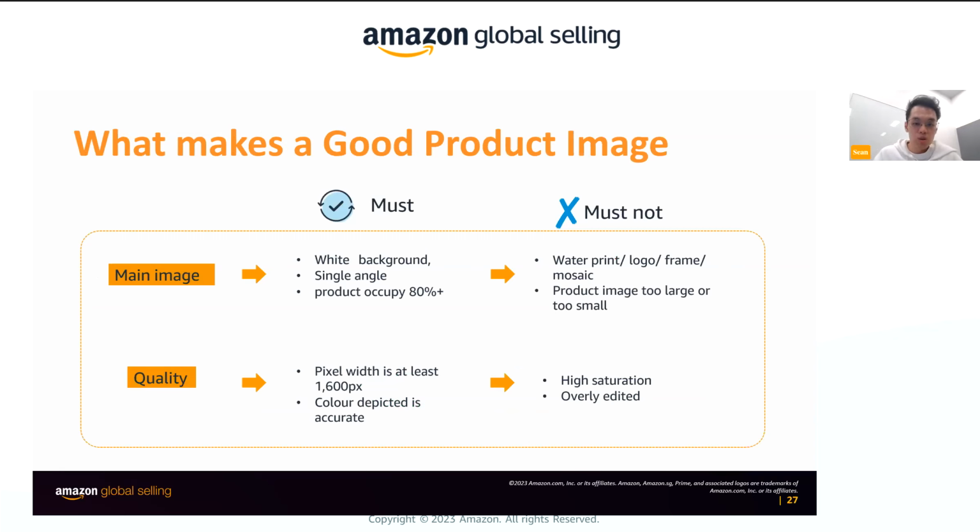One thing to take note of is that most sellers on Amazon get stuck because they do not know what a good image is. A must is that you have to have a white background, and the product itself has to occupy at least 80% of the image. No watermark, no logo, no brand, nothing on the first image, which is the main image. The quality must be at least 1600 px and must also be in color. Do not edit it or highly saturate it. Just keep it simple and sweet and let the product speak for itself.